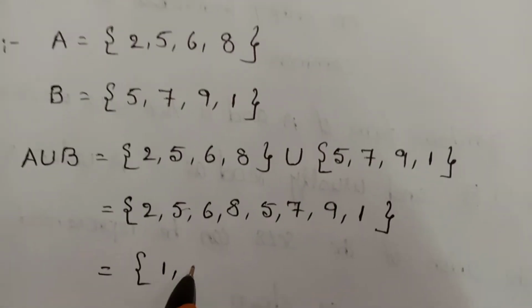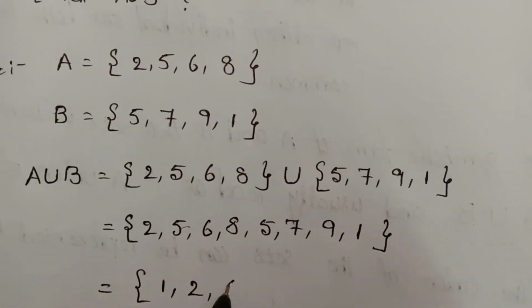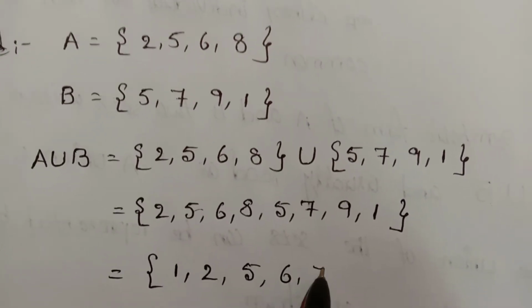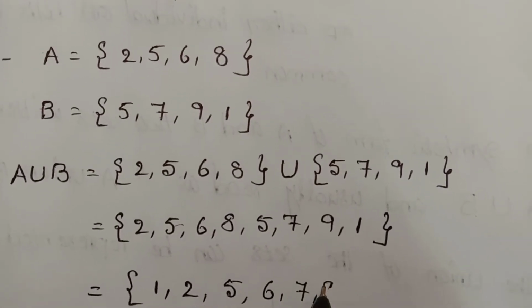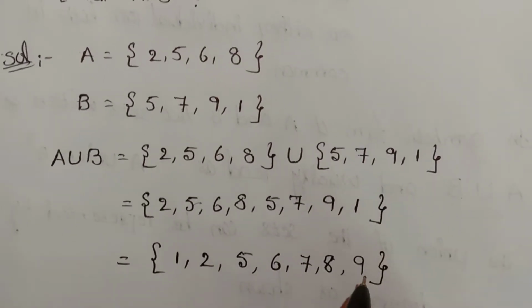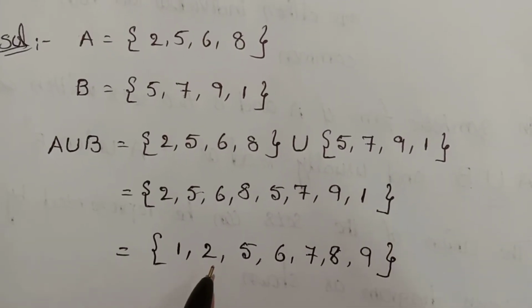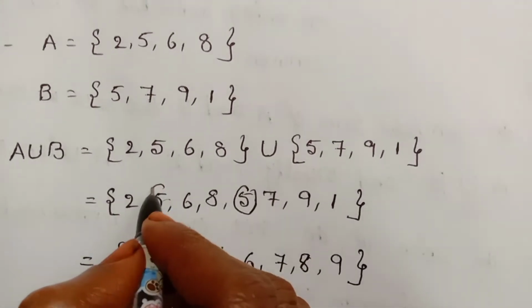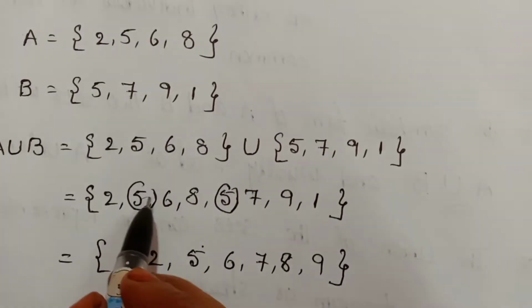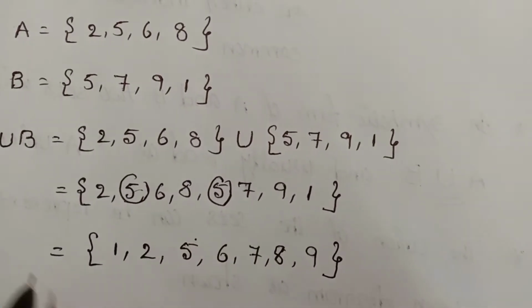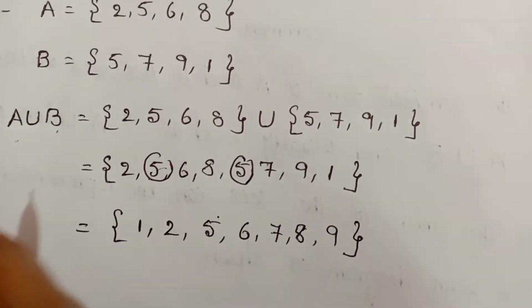Write in order: 1, 2, 5, 6, 7, 8, 9. Note that the common element 5 was taken only once while writing A union B.